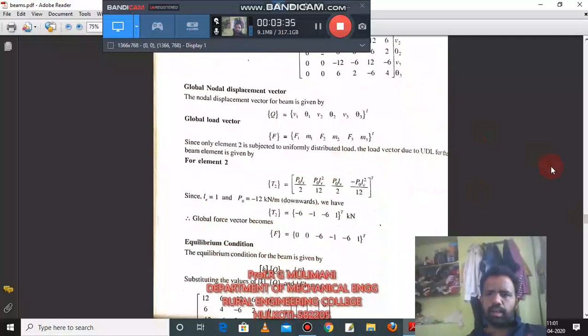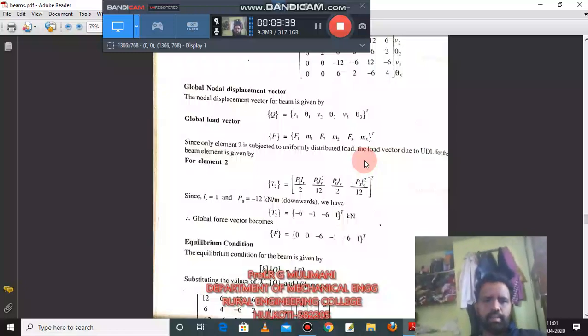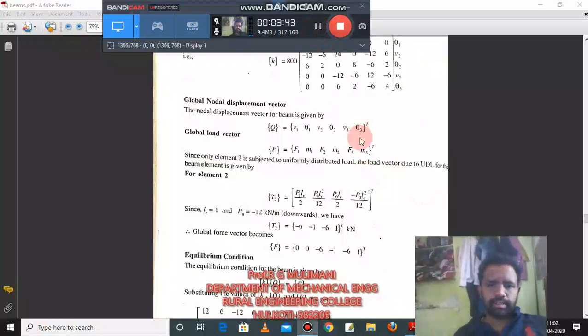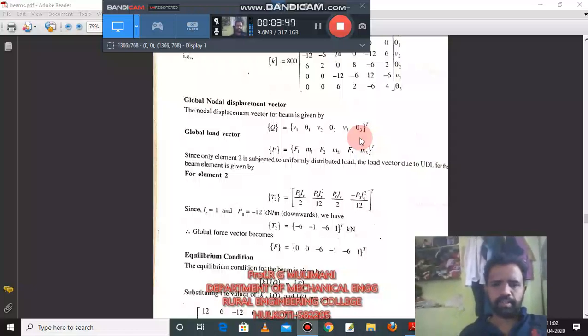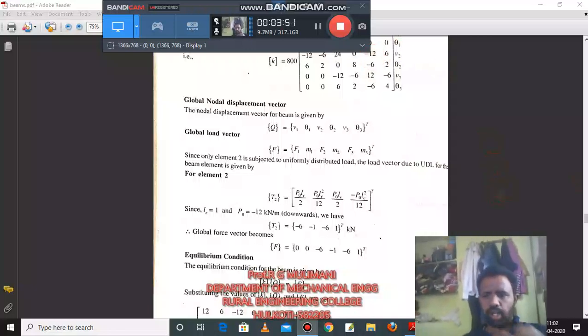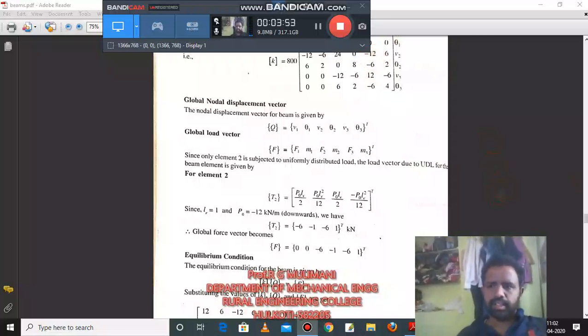Now what are the loads? Now you need to find the force vector for element 1 and element 2. For element 1, there is no force acting, so F1, M1, F2, M2 are all 0. F1 is the force at node 1, and M1 is the moment at node 1. Similarly F2, M2 are the force and moment at node 2, all are 0.